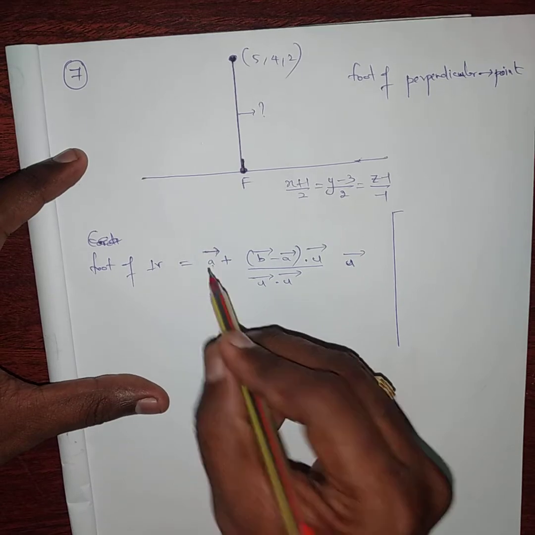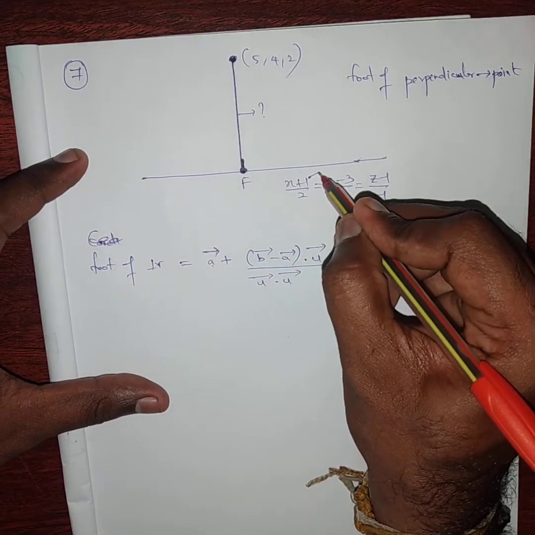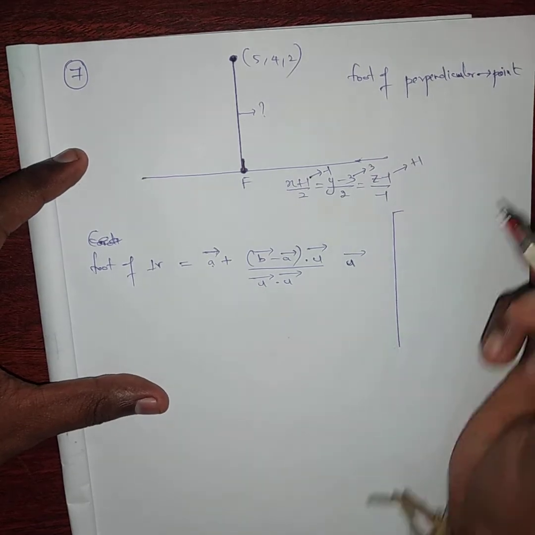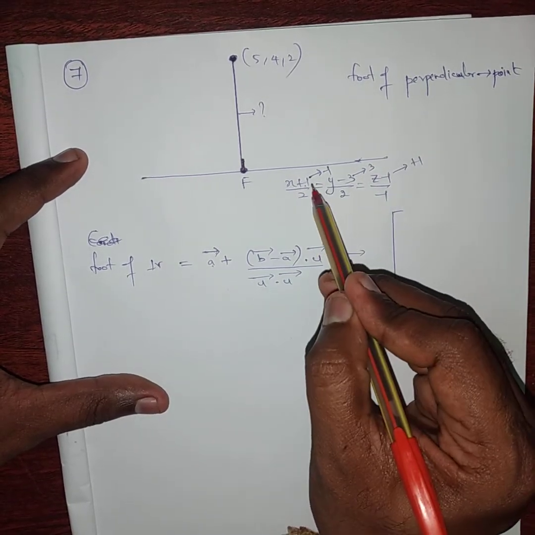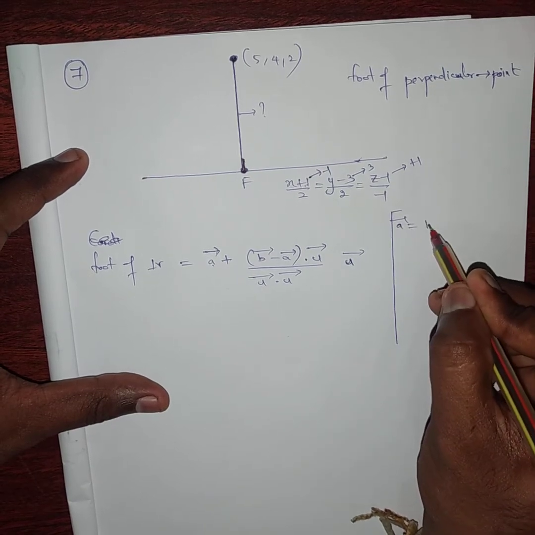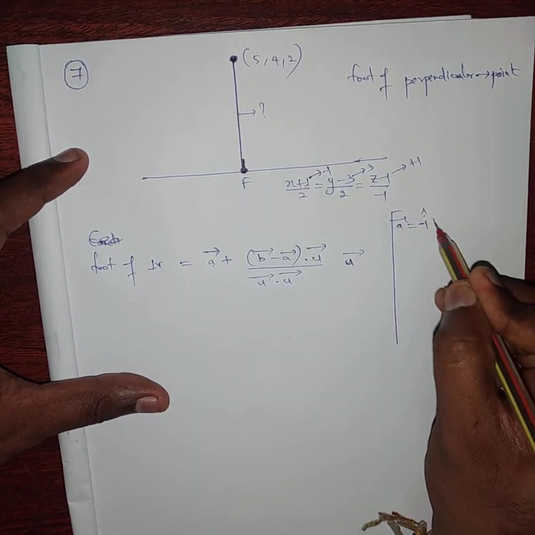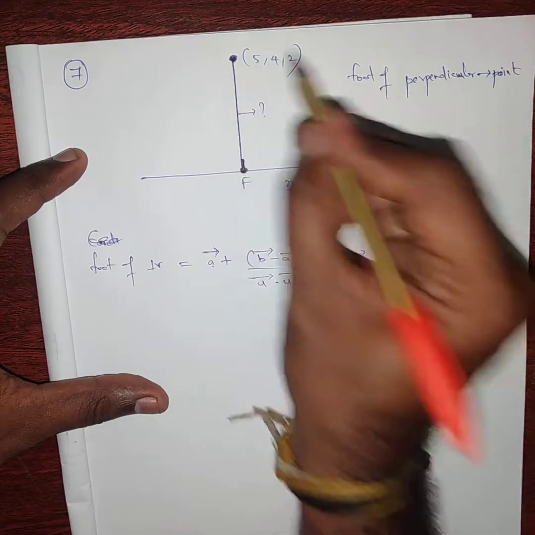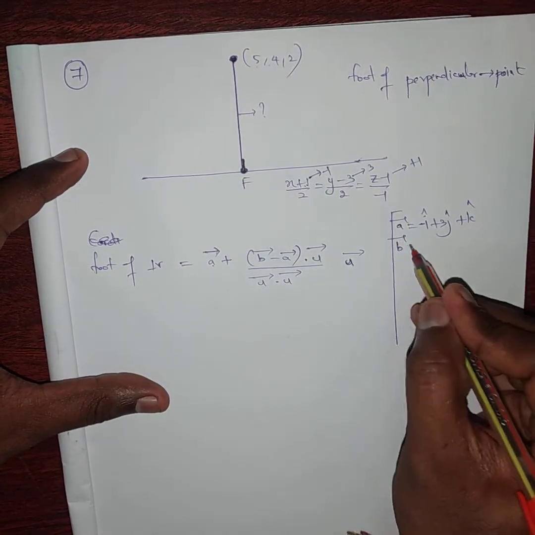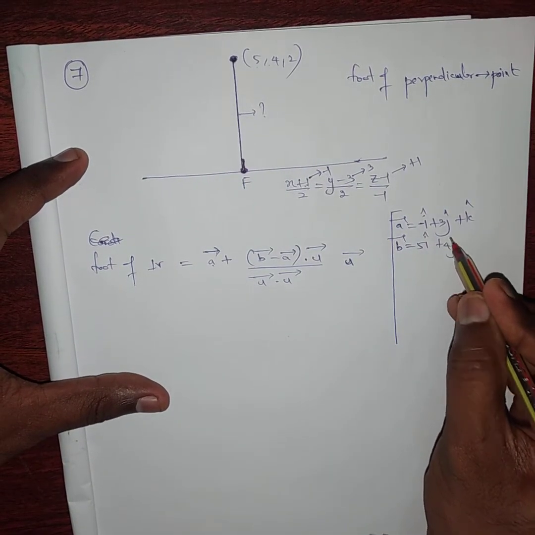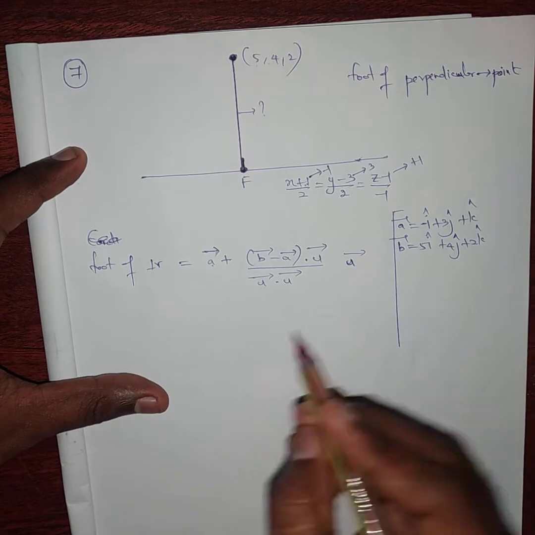So what are the conditions we want to see? First, I need to find a vector. A vector is nothing but this. We will not choose this minus 1. This is plus 3. This is plus 1. This is minus 1. I need to take this as a vector. So a vector is equal to minus i cap plus 3 j cap plus k cap. This I am going to take as b vector. B vector is equal to 5 i cap plus 4 j cap plus 2 k cap.